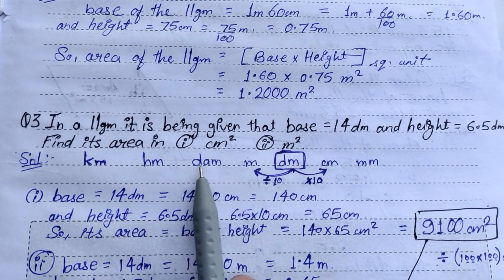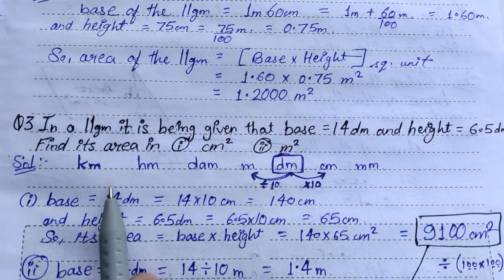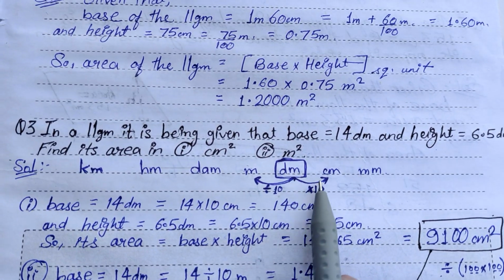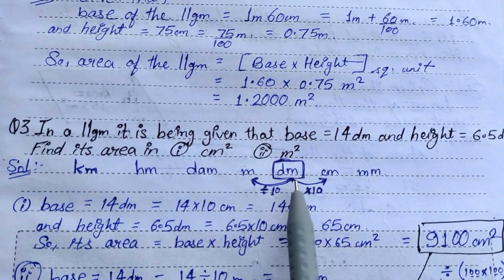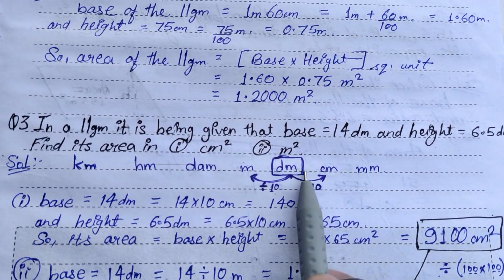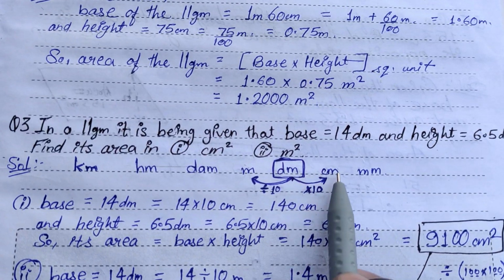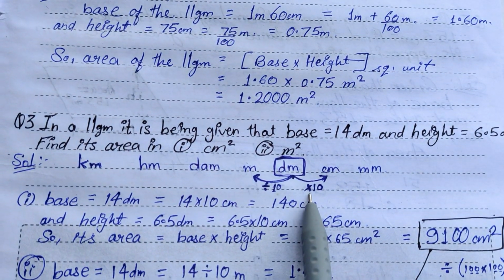We have to find the area first in centimeter square, second in meter square. So let's see the conversion chart: kilometer, hectometer, decameter, meter, decimeter, centimeter, millimeter. So we have to find the area in centimeter. To convert decimeter into centimeter, we have to multiply it by 10.